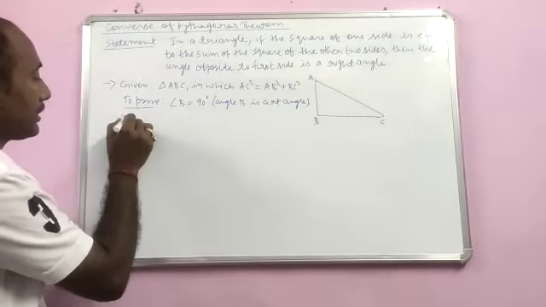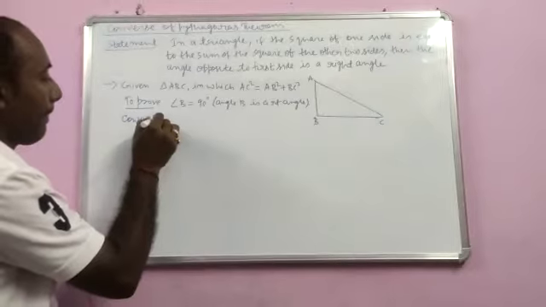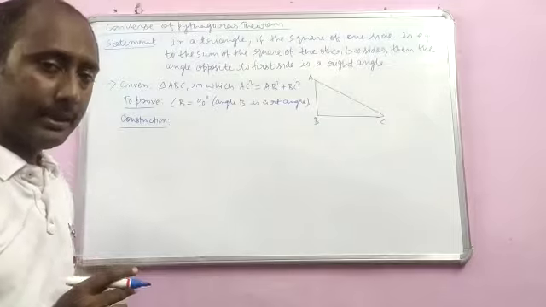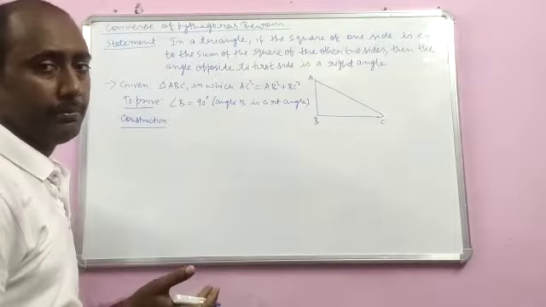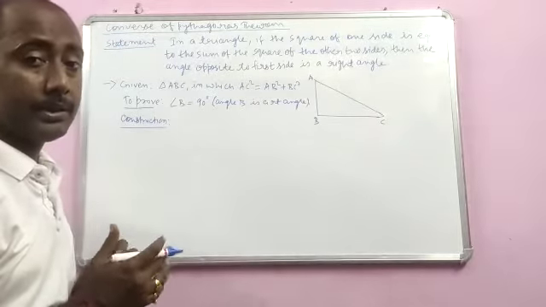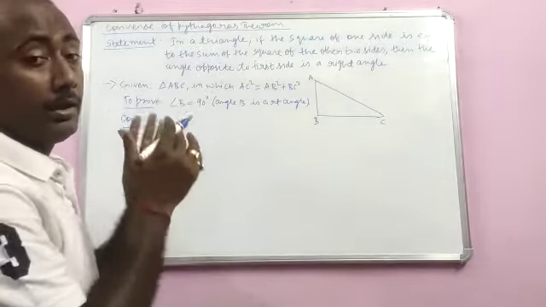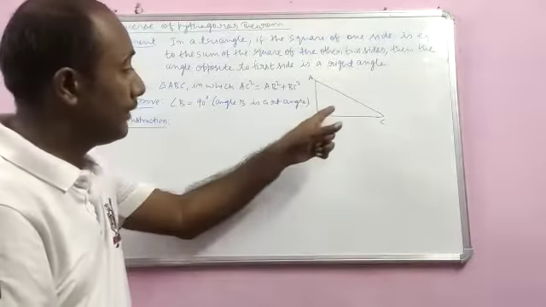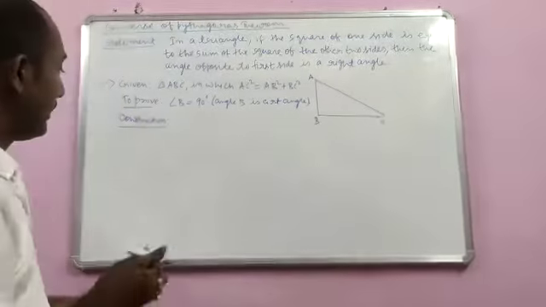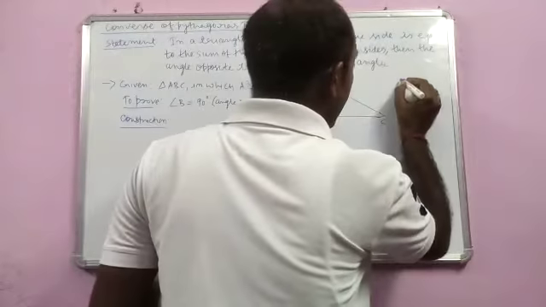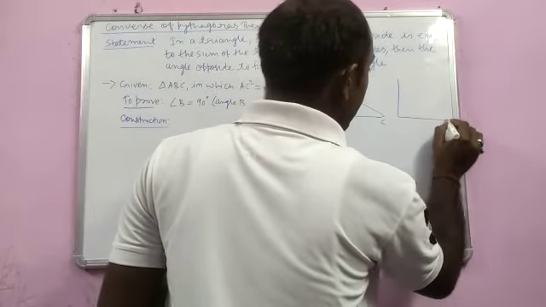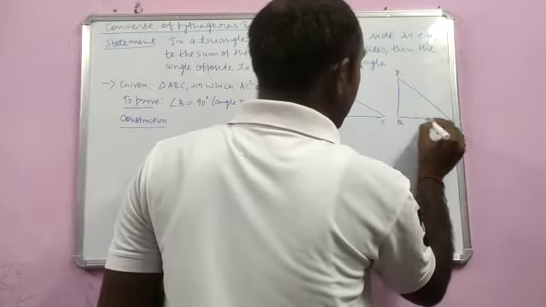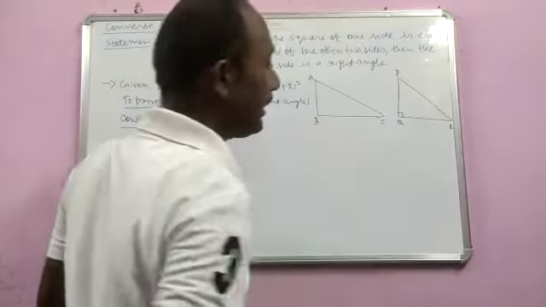Then we come to the construction part. Here the proof part, the construction part is a bit different from what you have been doing now. In construction part, we will consider a fresh triangle which will have some of its parts equal to this particular triangle. So in construction part, we will draw a right triangle PQR. We draw a right triangle PQR, 90, right angle at Q.